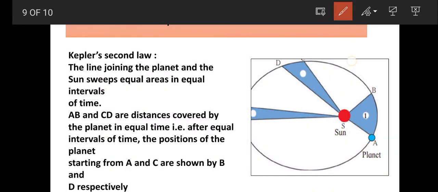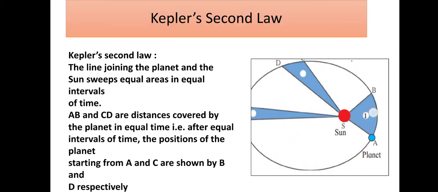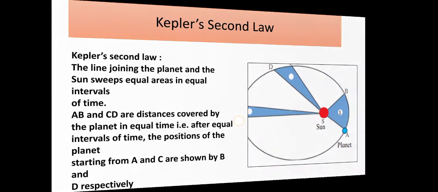The second law is totally related with the area and the sweeping distances. For example, you may see the diagram. The sun is at one focus. A, B, C, D are some points. A is a planet. First, second, third, they are mentioning the sweeping area. You may see it highlighted here, this one and this one.